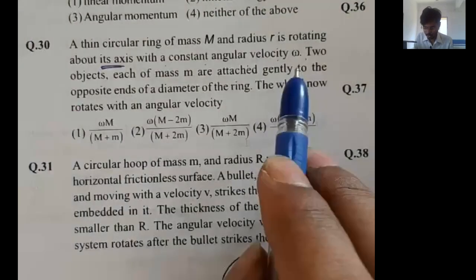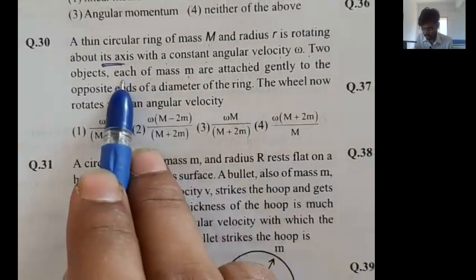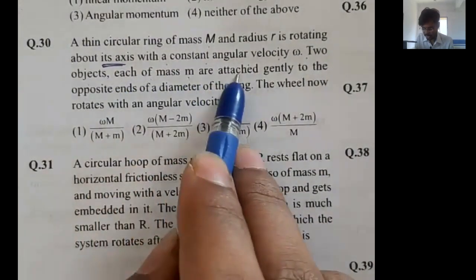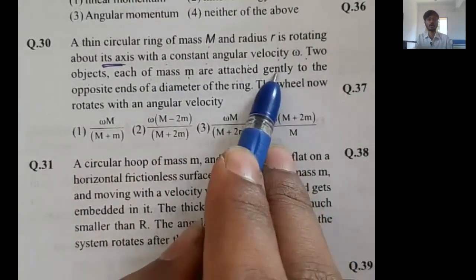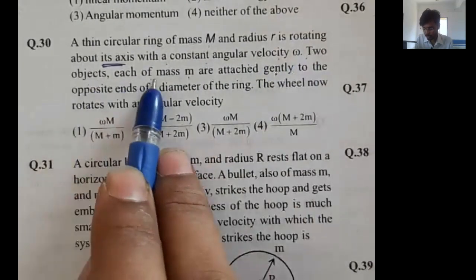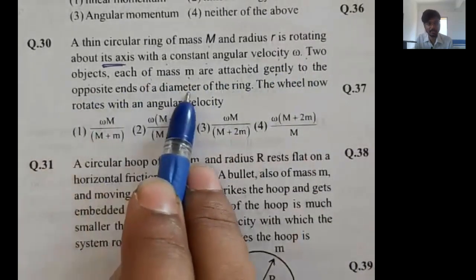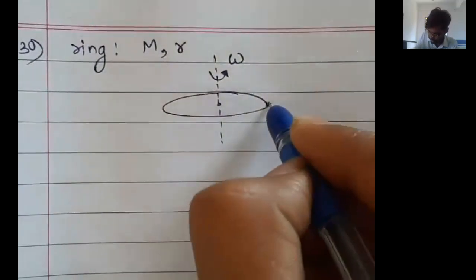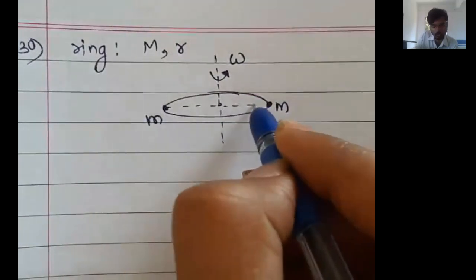Next, two objects, each of mass small m. See, the ring has mass capital M. Two objects, each of mass small m, are attached gently, meaning slowly, without disturbing, without producing any torque on the ring, to the opposite ends of the diameter of the ring. What they have done is attach two masses, each of mass small m, at the opposite ends of the diameter of the ring. Okay, fine. So they gently place these.